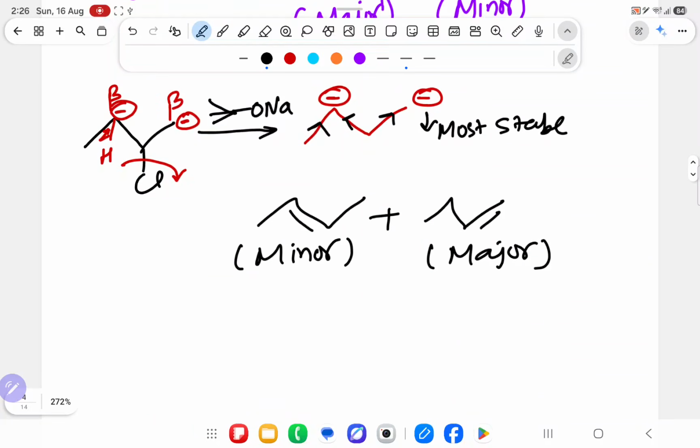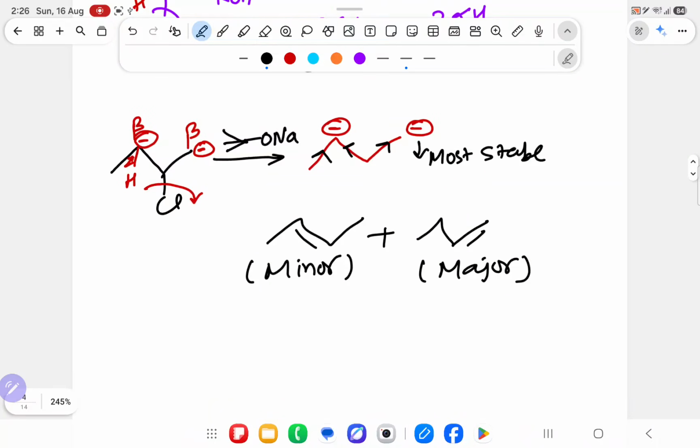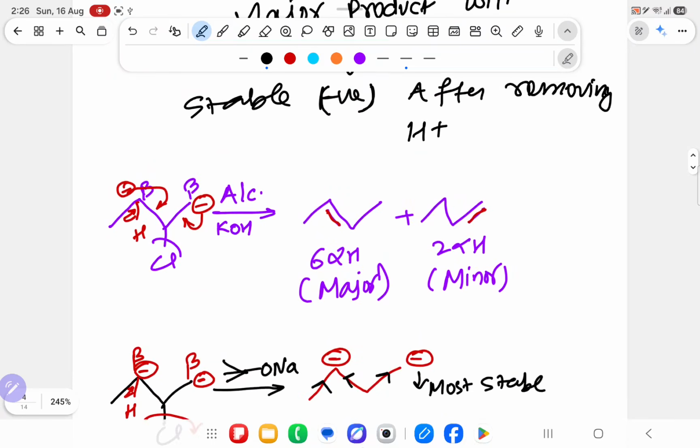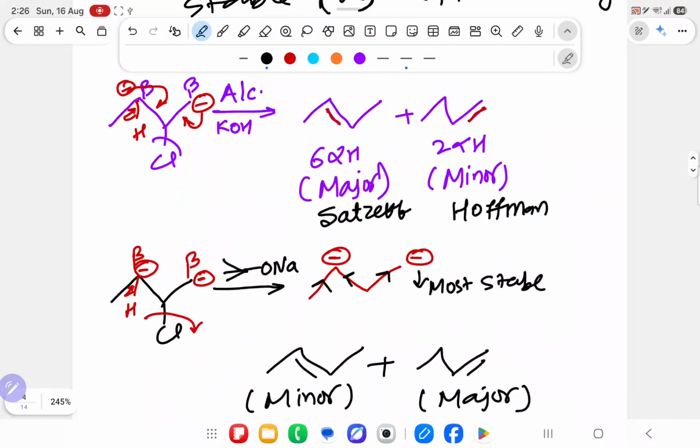Means on the beta position you have to put a negative and check which negative is more stable. You know that negative is not good for hyperconjugation. So this one is coming major, this one coming minor. But in this situation someone will ask, what is the Saytzeff product? So the major product is Saytzeff. If anybody asks what is the Hofmann product, the minor product is Hofmann. But major or minor product is not what decides Hofmann or Saytzeff.